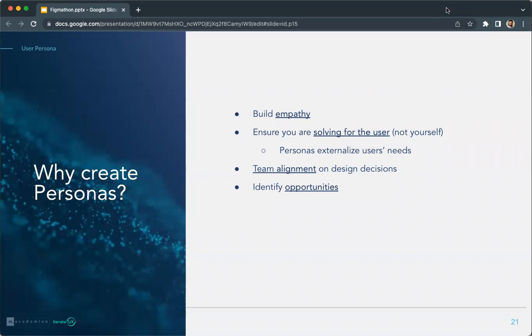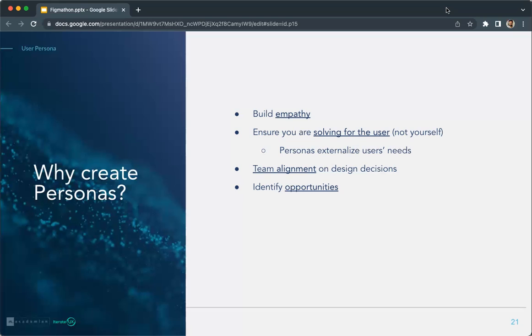So the persona is basically externalizing users' needs. And then it leads to team alignment on design decisions. So when you're not aligned, or there's conflict between you and your team members on whether we should do this or that, you can go back to your persona and say, okay, this is what their needs are, this is what their problems are, this is what their pain points are, and that's what we're trying to solve. So based on that, we should be doing this and not this. So a persona could be a good tool to help with team alignment.